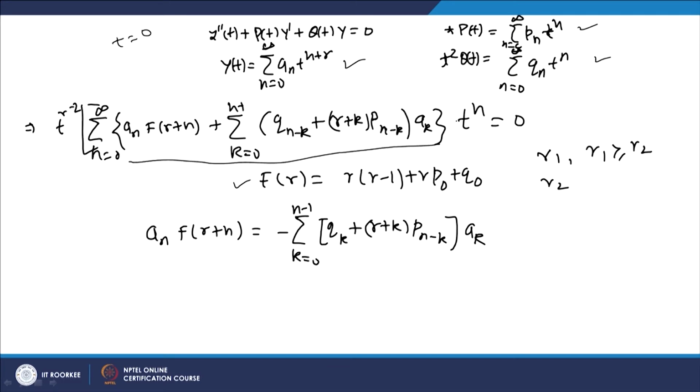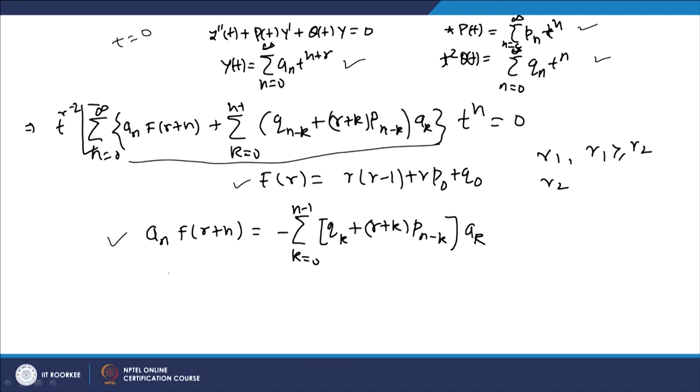Equating the coefficient of t^n to 0, we have the expression a_n f(r+n) = minus summation k = 0 to n-1 of (q_(n-k) + (r+k) p_(n-k)) a_k. Using this formula we can find the coefficient a_n depending on r and the previous coefficients a_0 to a_(n-1).